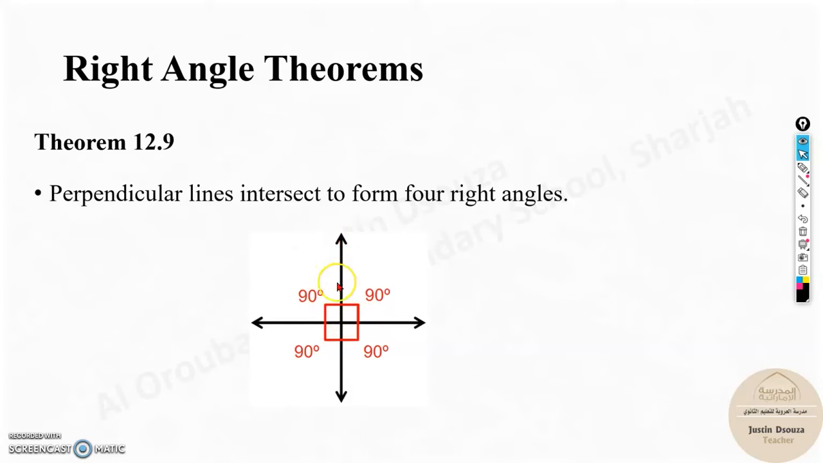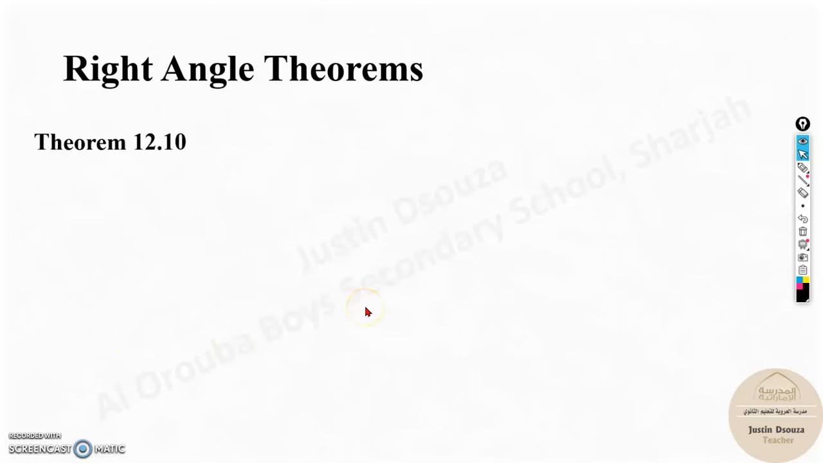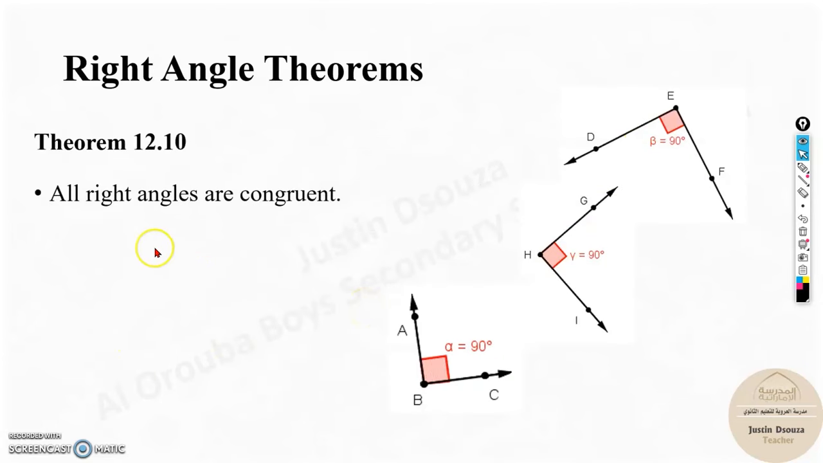So if a line is perpendicular to another line, it's right angles that denotes it. So when two lines are perpendicular, all the angles will be right angles. Now another theorem is about congruency, that all right angles are congruent.